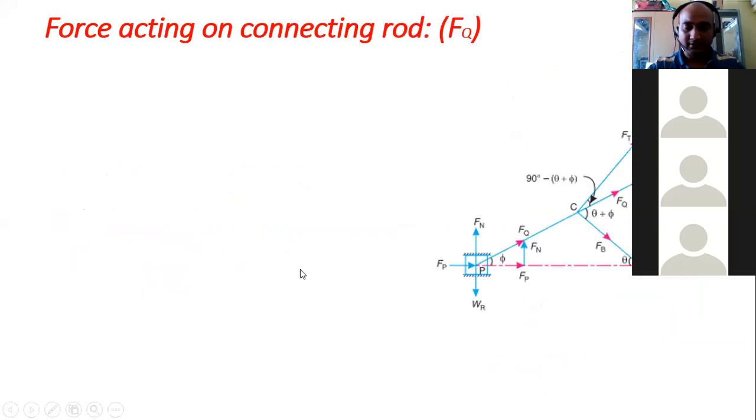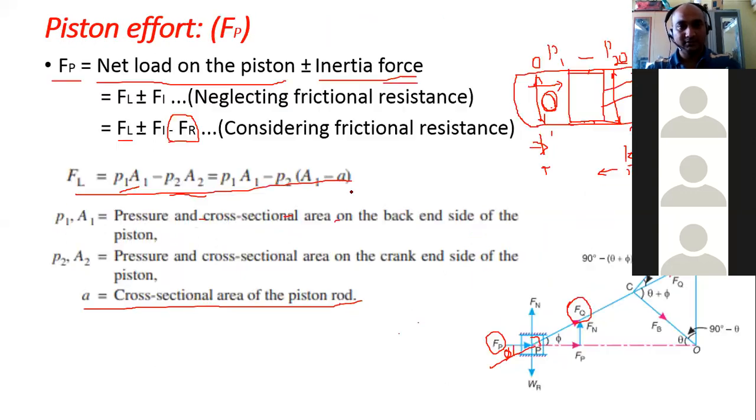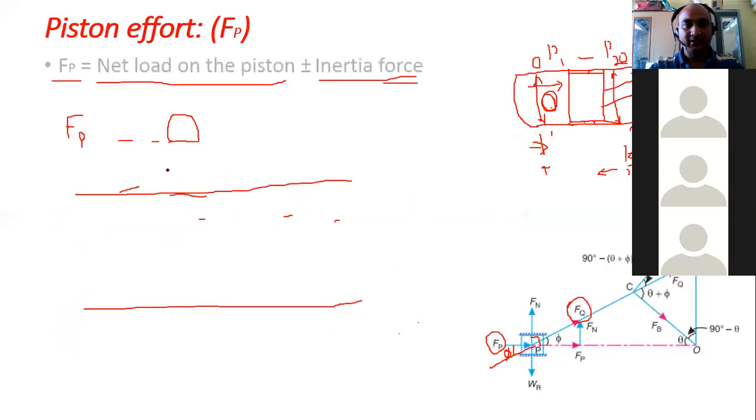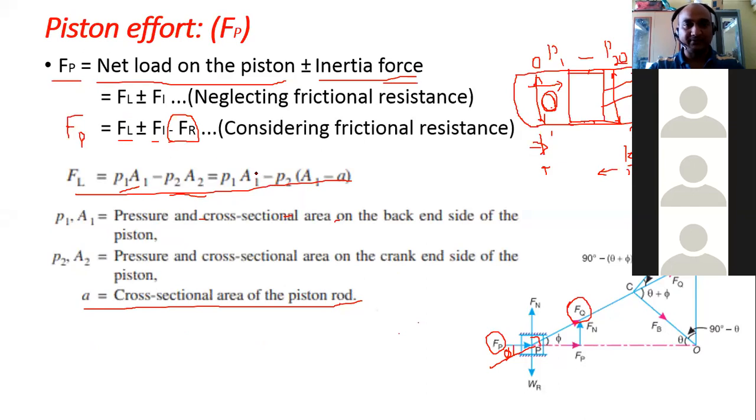Sorry, I think one equation is not mentioned here. We'll see that also. So finally, Fp is equal to Fl, as we already know. Fl is equal to this equation plus or minus Fi. What is Fi? In the last slide we have seen this is your Fi. And what is Fr? Fr is the frictional force. We can easily find the frictional force, mu into Rn, the normal reaction, once you get it.